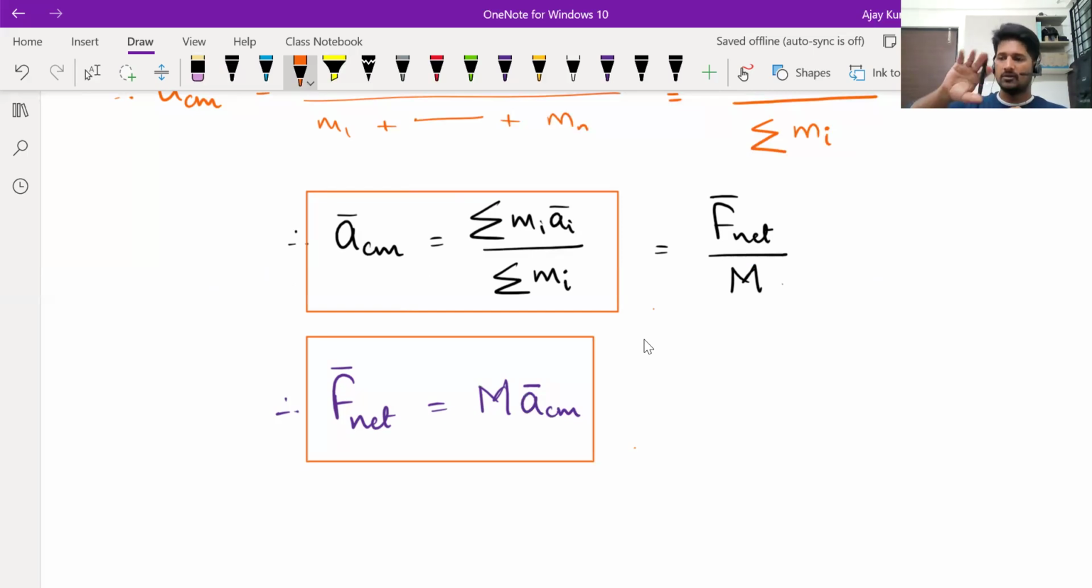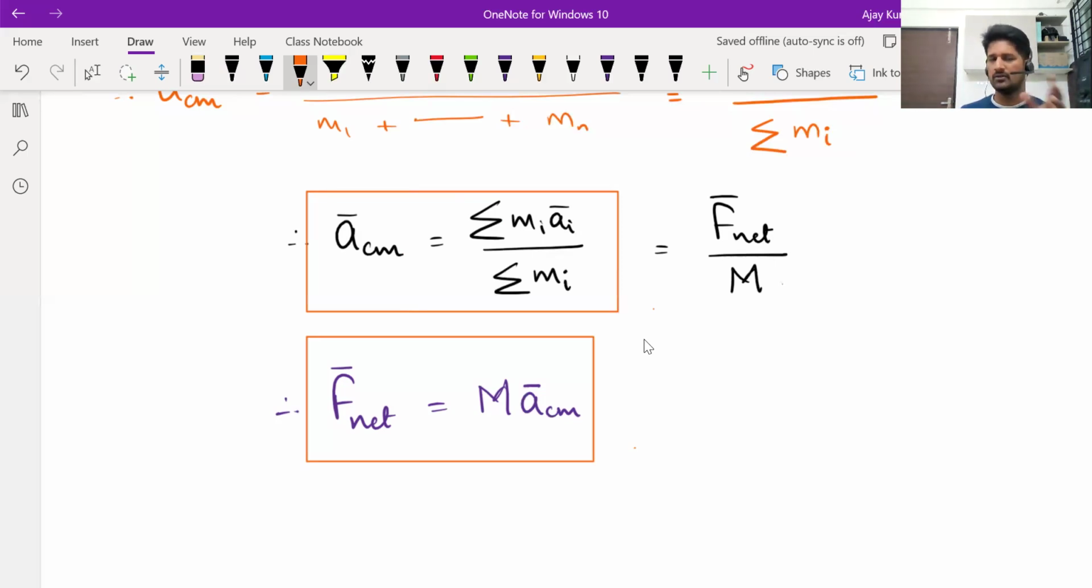But if an object rotates, different points can have different accelerations also. Infinite different particles of the system will have infinite different accelerations. Then if you want to apply F net equal to ma for that system, which point's acceleration is going to be used in that equation? Center of mass's acceleration is what you should use.